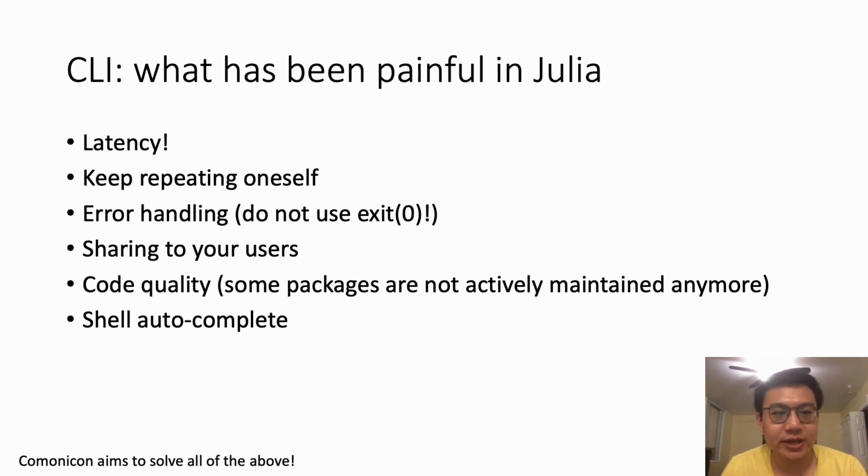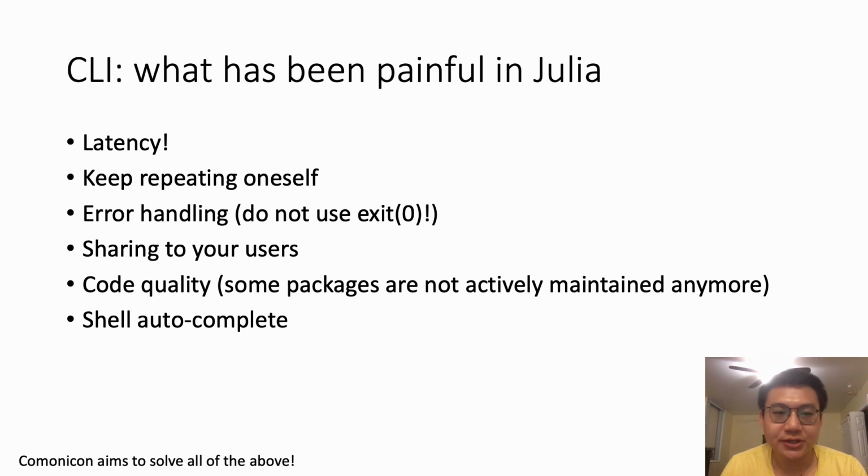The third one is error handling. A lot of CLI applications use exit, which is actually quite bad because it doesn't give you a stack trace when it errors, and it doesn't really handle the error. It just terminates the program with 0. So we cannot actually handle errors as well in Comonicon.